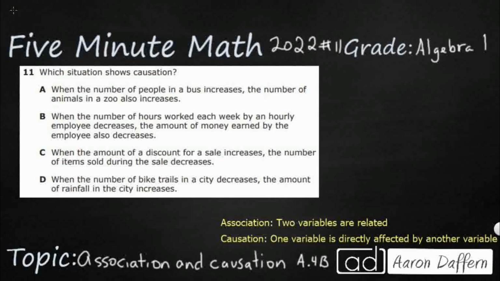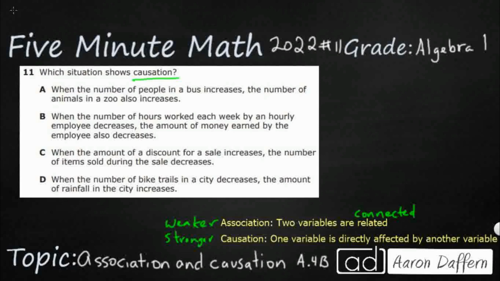So we need to find the situation that shows causation, but we don't have any definitions that we can refer to on our answer documents or our reference materials. So let's look at those real quick. The weaker of the two relationships that we're examining in the standard is called an association. That's when two different variables are related. There's some type of connection, but you can't say that one is directly impacted or caused by the other. That's the stronger of the two relationships, and that's called causation.